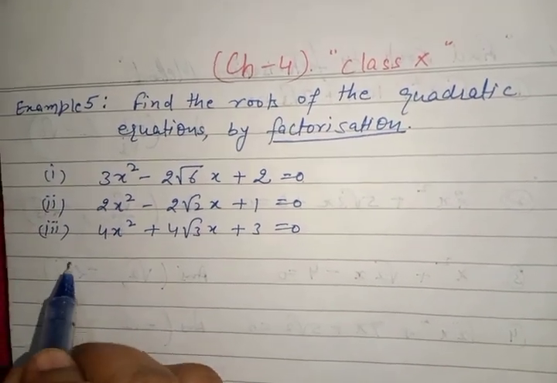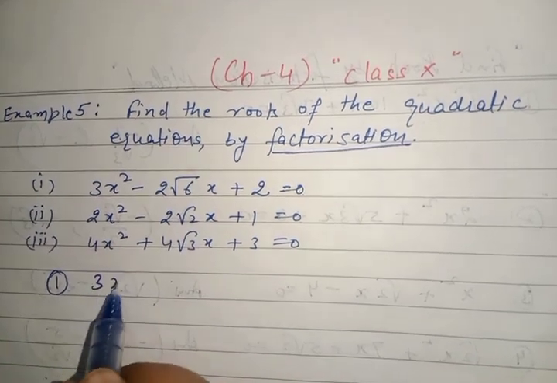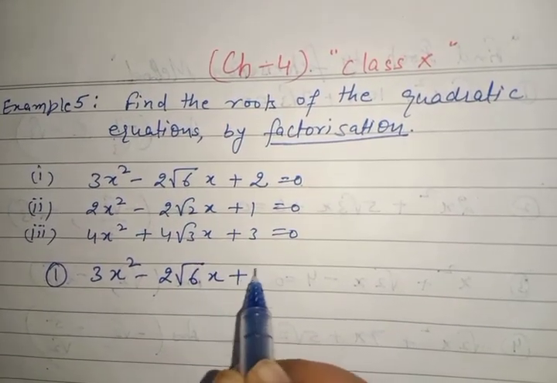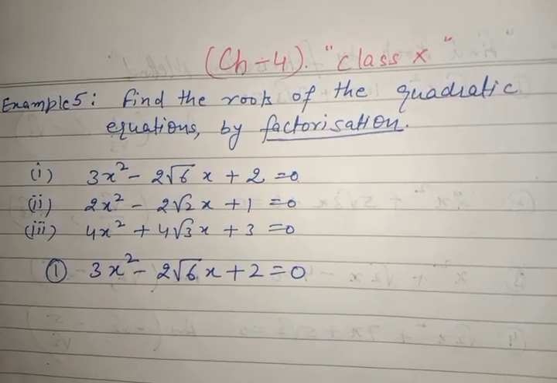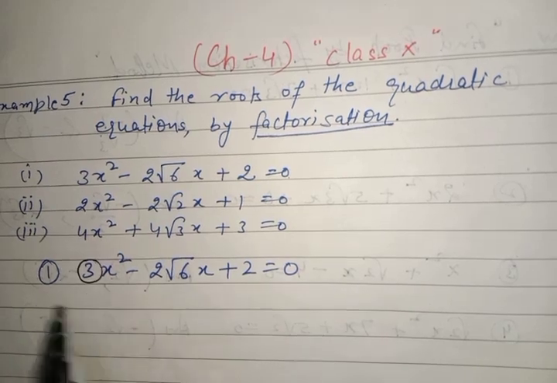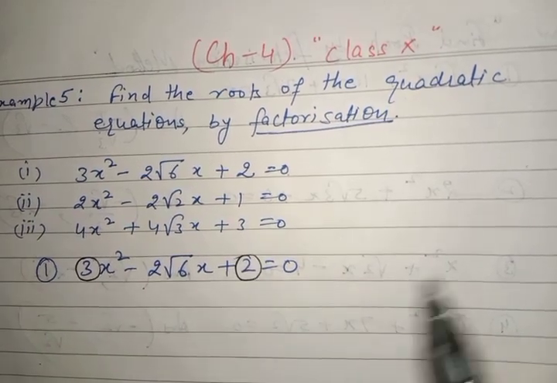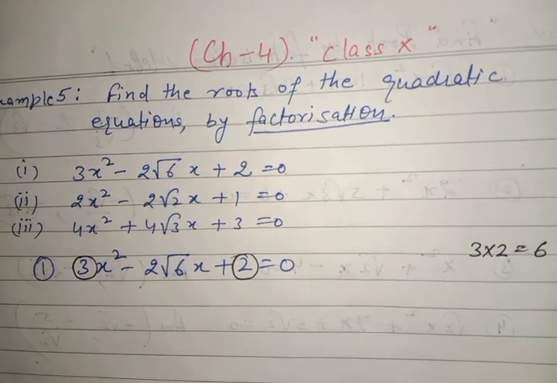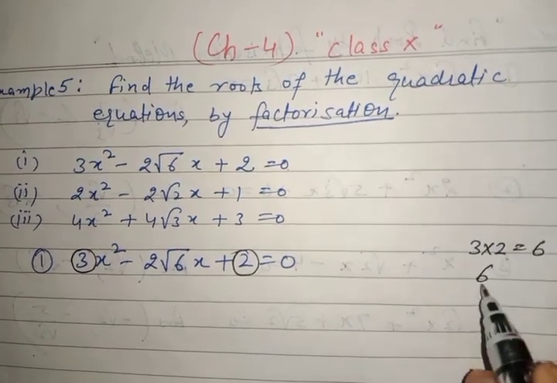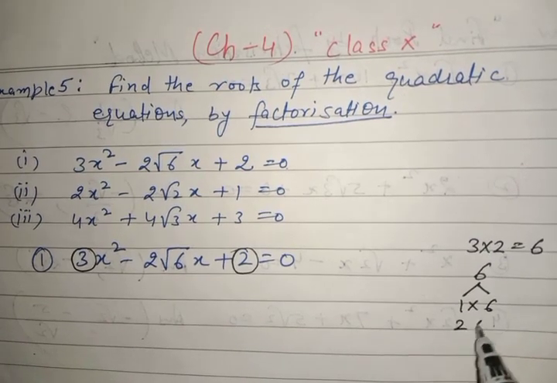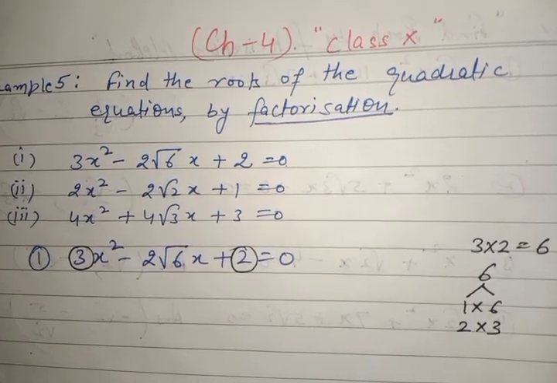First of all, this is 3x square minus 2 root 6x plus 2 is equals to 0. As we know, for factorization method we need to multiply these two last numbers. Multiplication of these two last numbers is 6. Now we need to make factors of these 6. It's 1 into 6 and 2 into 3.